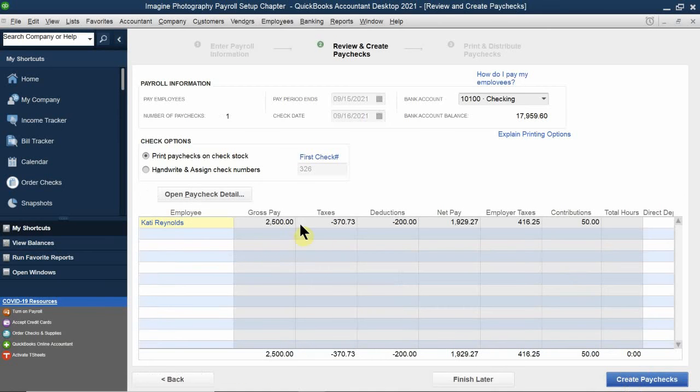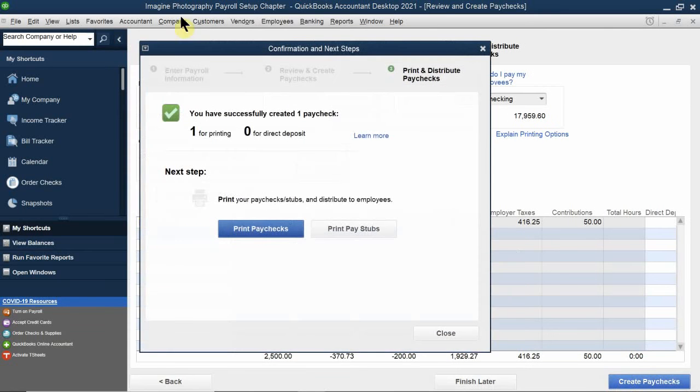And once again, once everything looks good, her gross pay is $2,500. The total taxes is $370. So therefore, her net pay is going to be a total of $1,929. Right? And once everything looks good, we can go ahead and click make the paycheck.